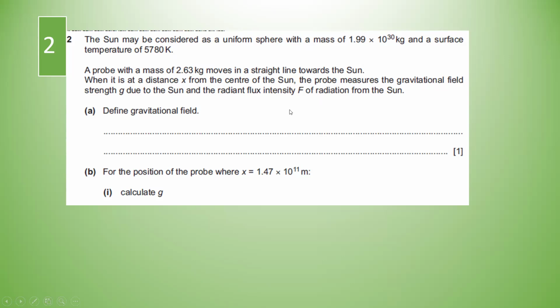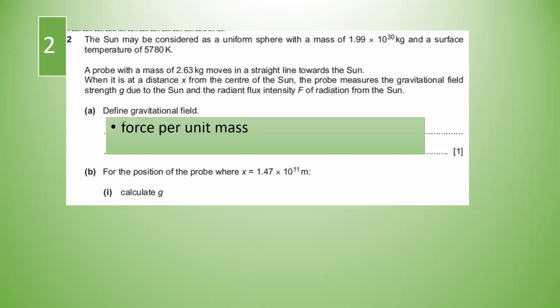Define gravitational field. Force per unit mass. For the position of the probe at x equals 1.47 times 10 to the power 11 meter, calculate G. What formula to use?